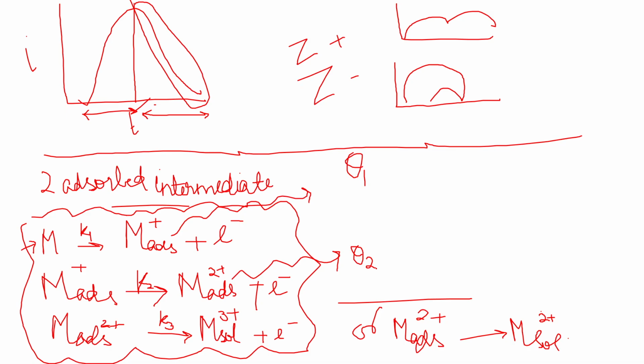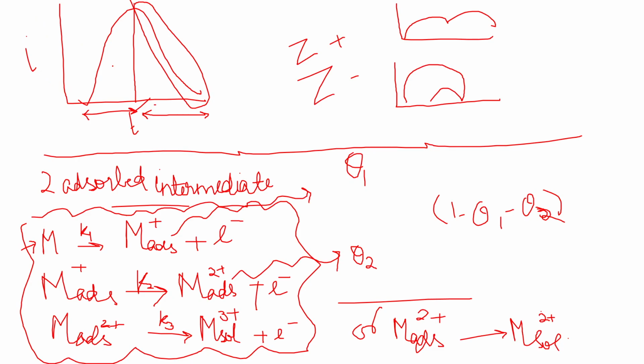1 minus theta 1 minus theta 2. Yes, correct. It's 1 minus theta 1 minus theta 2. So if there were one more species, it could be something like 1 minus theta 1 minus theta 2 minus theta 3. So when the number of equations increases, you will basically be using software to solve the equations simultaneously. Sorry, so it's theta 2. So the first step is, okay, you know what the fraction of free sites available is.